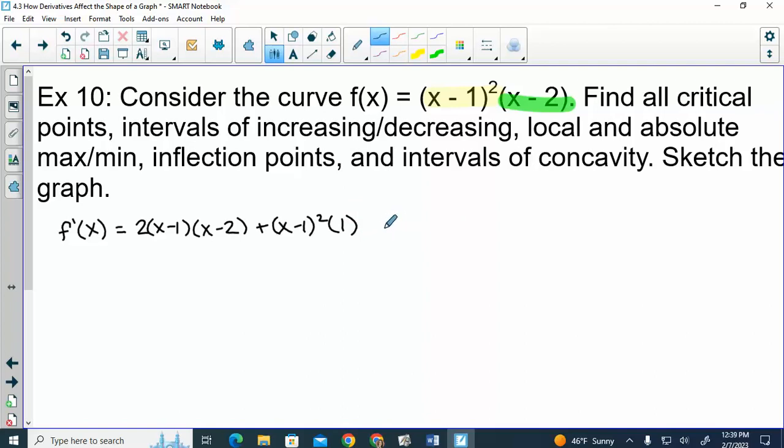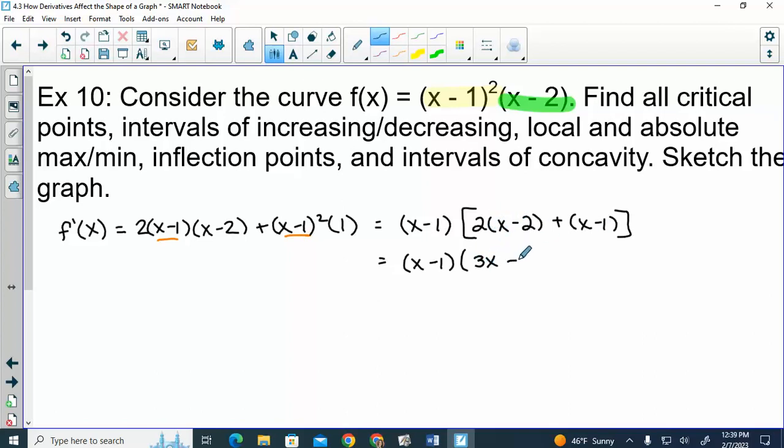Okay, here's what I'm going to do. Before we get too crazy multiplying this all out, look, we have 2 terms, and they both have an x minus 1, right? So just because I'm trying to ultimately have this factored so I can work with it, I'm going to factor out an x minus 1. So we get x minus 1, and if we distribute and add like terms, x minus 1 times 3x minus 5.